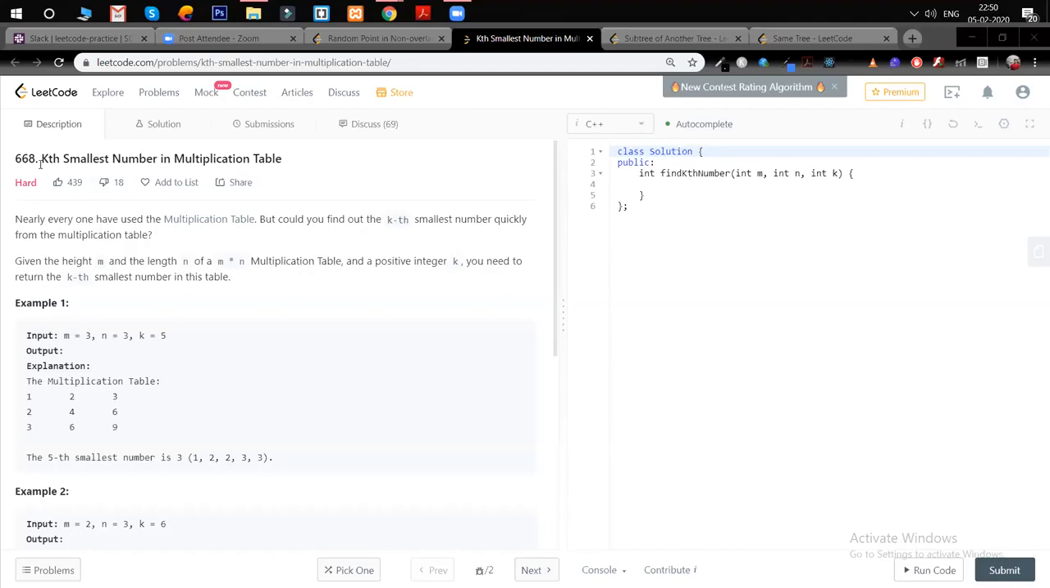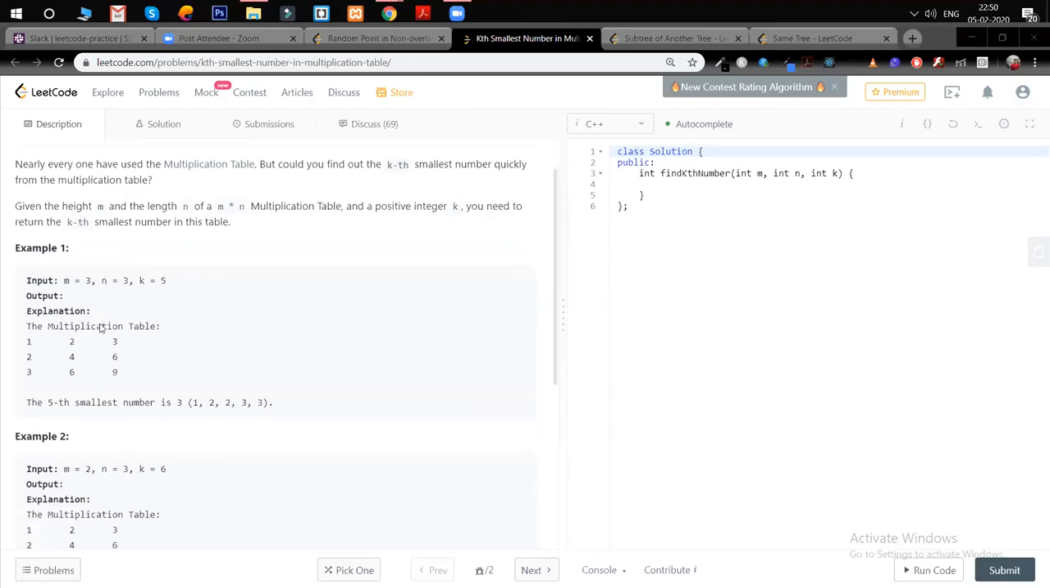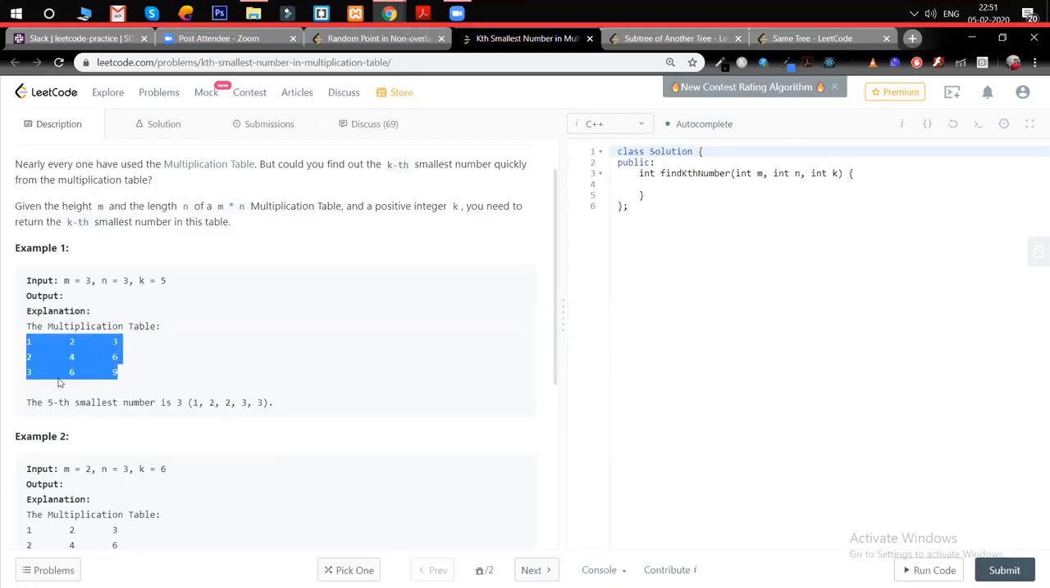So the last question is kth smallest number in multiplication table. We are given three input variables, m, n, and k. m and n are two values of a multiplication table with height m and length n. If m equals 3 and n equals 3, we create a matrix like this, with a multiplication table for 1, for 2, and for 3. We have to find the kth smallest number in this multiplication table.